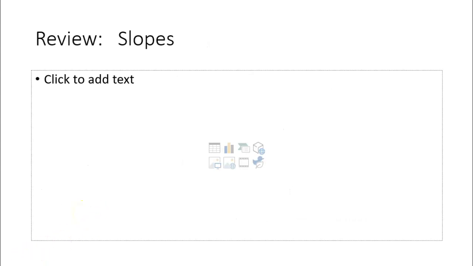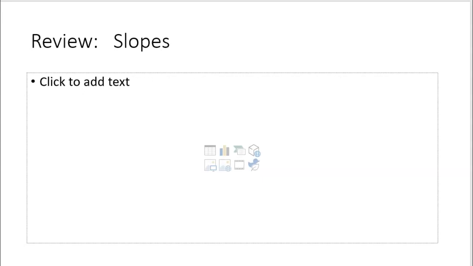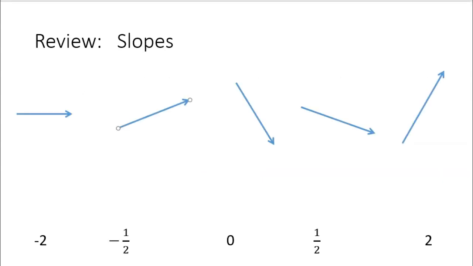All right, so let's go ahead and review slope for a quick second here. On this slide here, I've got 5 different lines with 5 different slopes. On the bottom I've got some numbers that represent the slopes. So your job is to match. In other words, draw a line from the number down here to the slope it goes with up here. See if you guys can pause the video and give that a try, and when you unpause it, we'll discuss it.